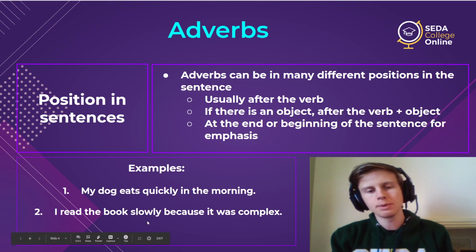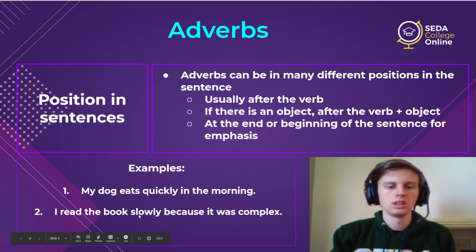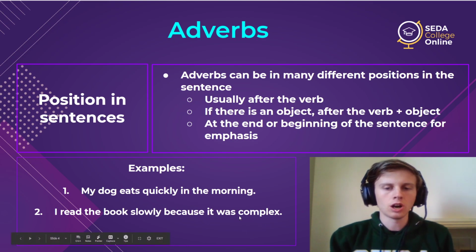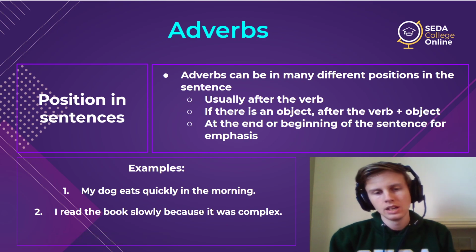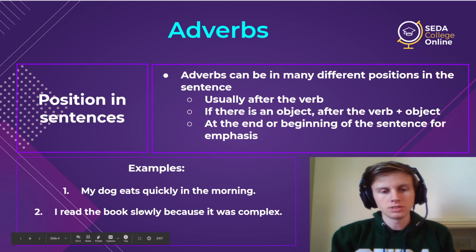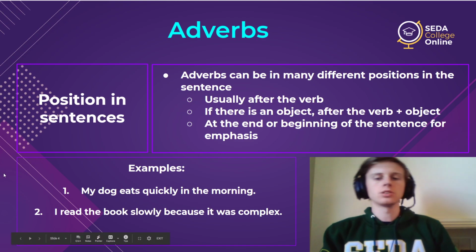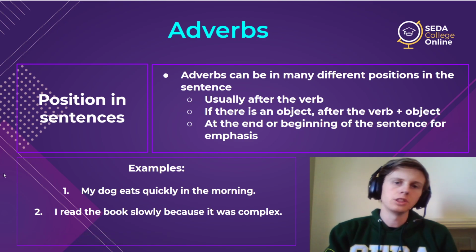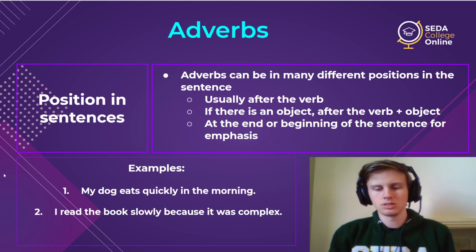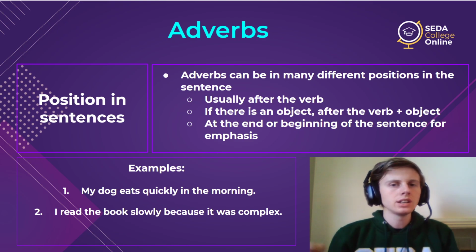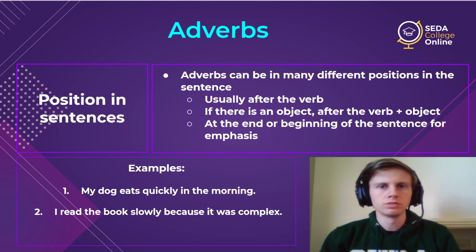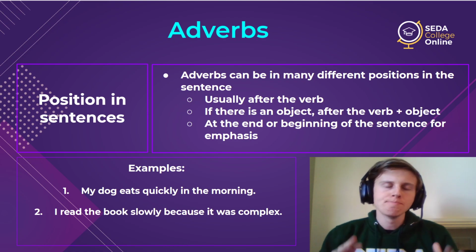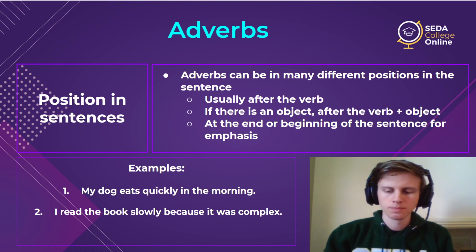I'm still describing read. How did I read the book? Well, I read it slowly. And we can see here, even though this is a complex sentence, because it was complex, we have a dependent clause. It doesn't matter. The adverb still goes here. And even this can be first. So because it was complex, I read the book slowly, and the adverb stays in that position. So this is kind of the basic rule for adverbs. This is the most fundamental rule, and this applies to most types of adverbs.